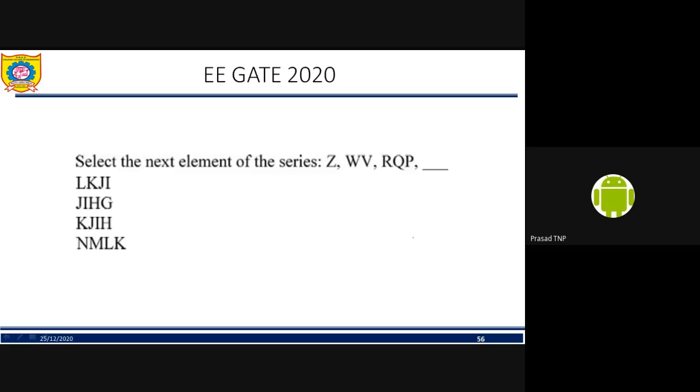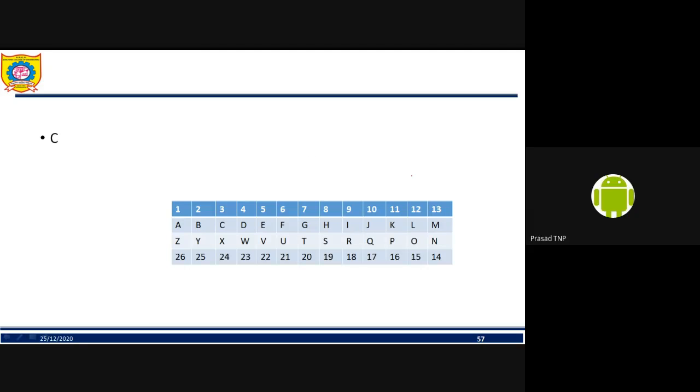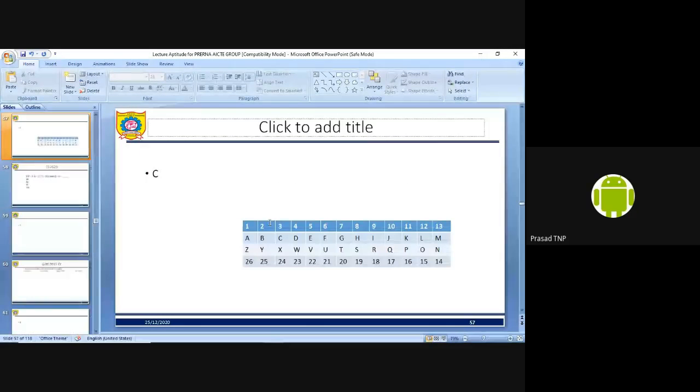Select the next element of the series. This is a question over the alphabet series. This was asked in 2020. So here you can check: this is Z, this is WV, this is RQP, PQR. Actually, in every GATE examination an alphabet series question is coming. But for this, we should know the alphabets and how to remember those alphabets. That I will tell you.